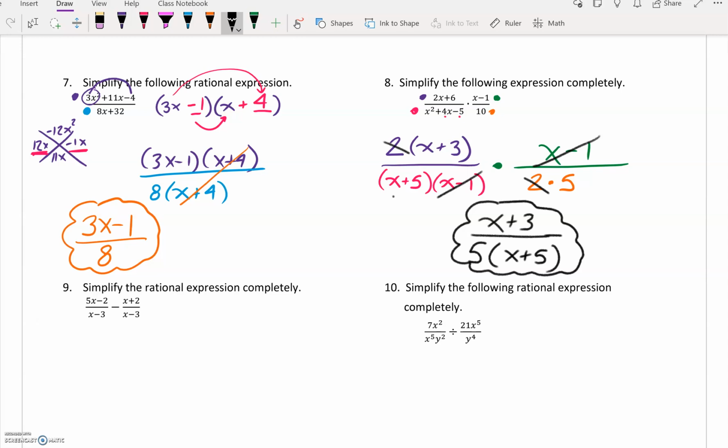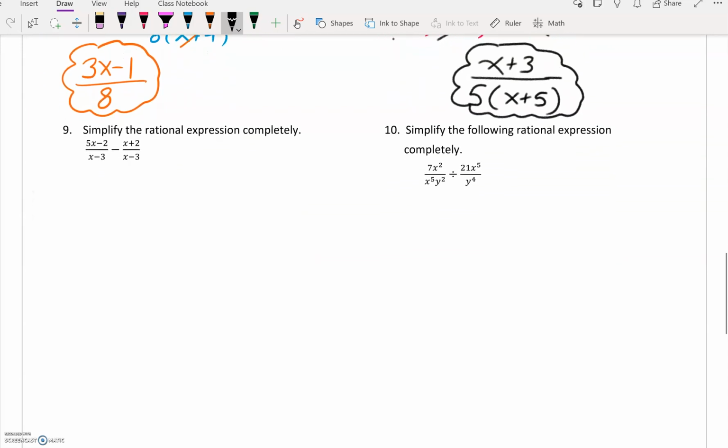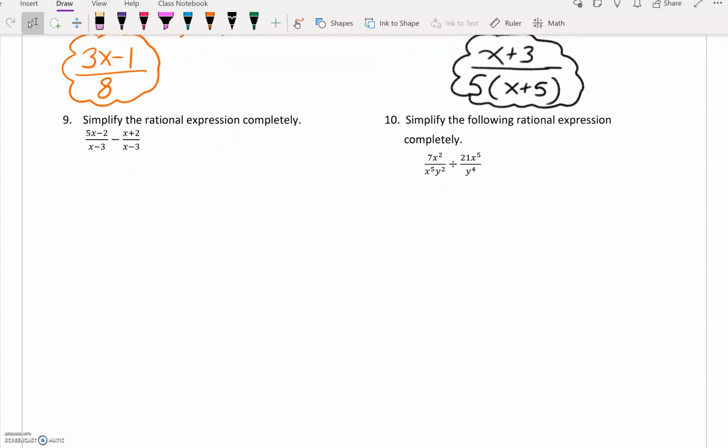All right, on to question 9. This time we're going to be subtracting two rational expressions. And kind of like when we solved above, we know they need common denominators. Lucky for us, these two already do have common denominators. So to simplify this, I'm ready to just subtract the two numerators. The thing you have to be careful about is we're going to be taking this 5x minus 2 and needing to subtract the whole second numerator, the whole x plus 2.